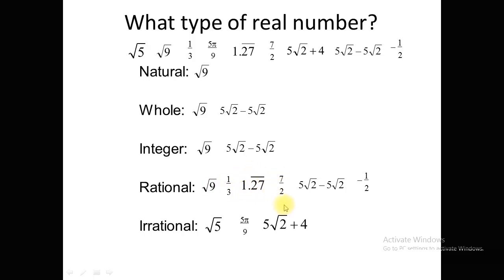The numbers 7 by 2, 5 square root of 2, minus 5 square root of 2, and minus 1 over 2, this set of real numbers is also rational. And these real numbers, square root of 5, 5 pi by 9, and 5 square root of 2 plus 4, these three numbers in this set of real numbers are irrational numbers.